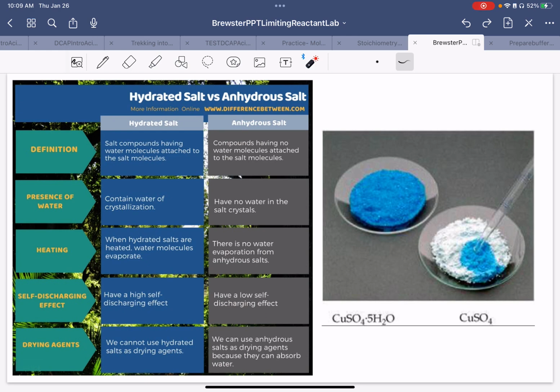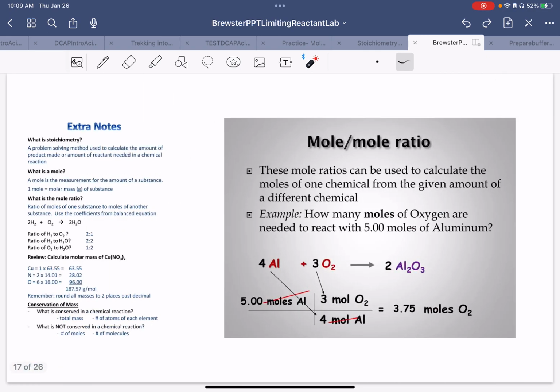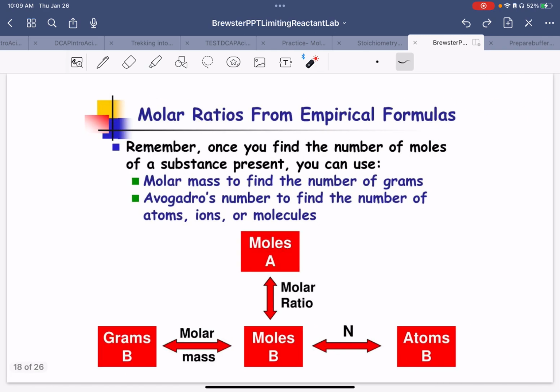And then hydrate versus anhydrous. You've seen this with the copper sulfate. Copper sulfate pentahydrate is blue. And when you see anhydrous, you just have copper sulfate. So hydrate just means I have water attached to that. And these are extra notes going back over mole-to-mole ratio, reminding you about your balanced equations. That balanced equation is a mole-to-mole ratio. And then how we find mole-to-mole from empirical formulas. Anyway, I hope you got something out of this lab.